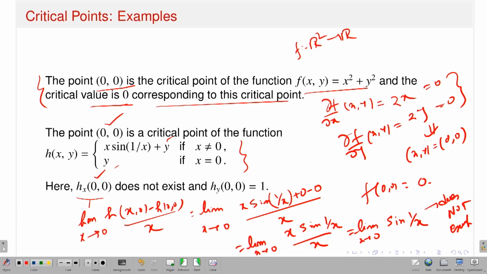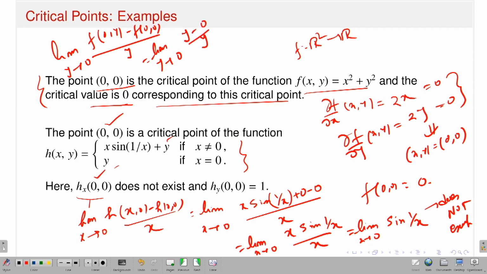However, the partial derivative of h with respect to the y variable at (0, 0) exists because you just apply the definition. This should be the limit, say, as y approaches 0 of [f(0, y) minus f(0, 0)] divided by y. What is this? This is the limit as y approaches 0 of f(0, y), that means x is 0 and y, so it should be y minus 0 over y, and this should be exactly equal to 1, and that is what I have written.